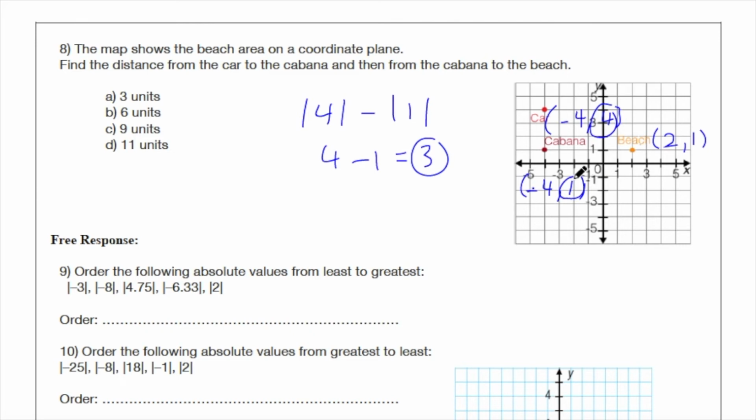Second, from the cabana to the beach, they have the same y component. So the problem is in x, we have negative 4 and 2. They are different signs. So we're gonna add. So it's the absolute value of negative 4 plus the absolute value of 2, which is 4 plus 2 equals 6. So total now, how many units? Of course, we have 9 units.